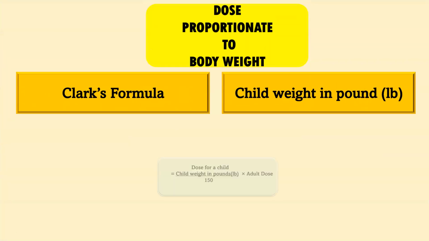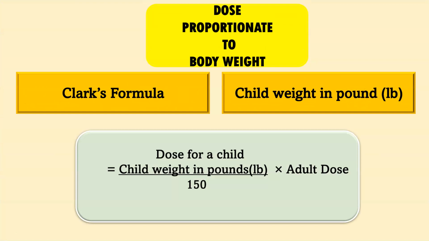And next, if the child weight is given in pounds, the formula you are going to use is: dose for a child is equal to child weight in pounds divided by 150, into adult dose. The unit of pound is lb. So this formula you are going to use when the weight is given in pounds. So this is according to the body weight.